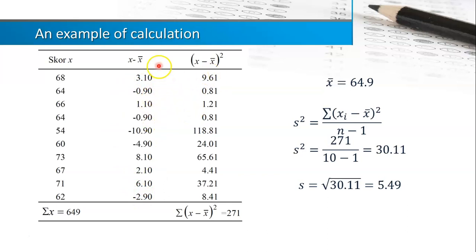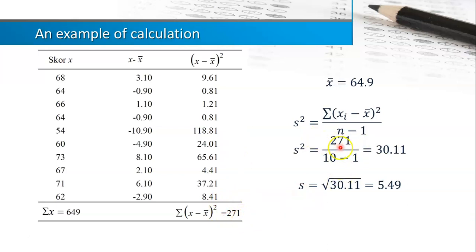You may ask why not just add all of this. If you add all of this, because of the negative values, the total here will not actually represent the distance. We will look at the distance, not the total value. So after that you square each of these differences. 3.10 squared, you get 9.61. If it is negative 0.9, the square is 0.81, and so on. Then you add all of this and you get the total sum. The sum of squares is 271.